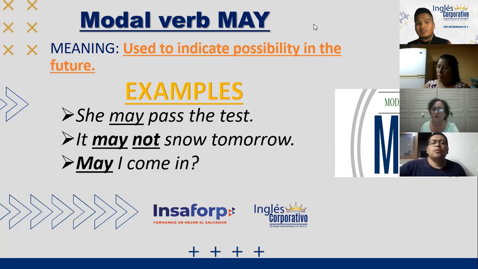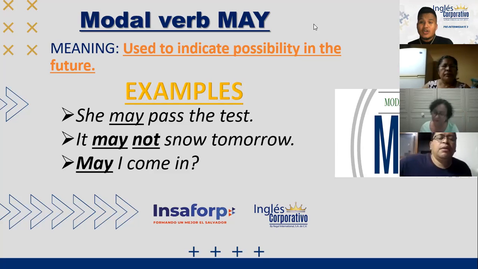So we have some examples over here. Number one, she may pass the test. Ella podría pasar el examen, ¿verdad? Podría, we're giving a possibility for the future. We don't know if she's gonna pass it. We don't know yet. That's why we are using the modal verb may to give a possibility, so she can pass it or not pass it. She may pass the test.